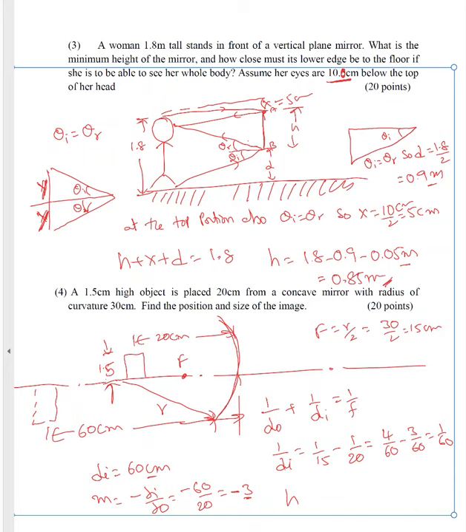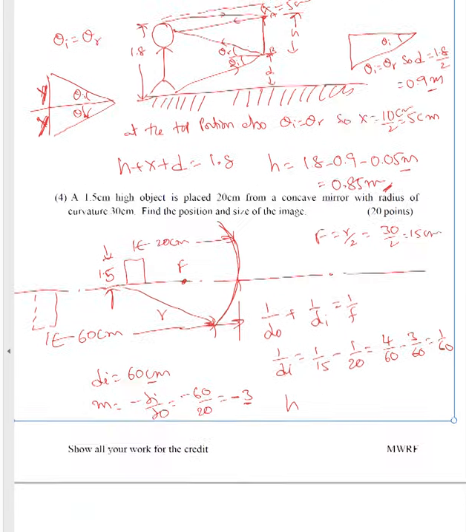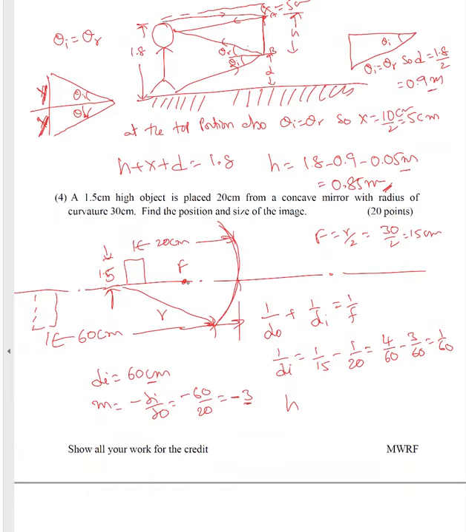Now the next example. A 1.5 centimeter high object is placed 20 centimeter in front of concave mirror. Okay, for the mirrors, concave mirror focal point is in front of the mirror. Okay, so 1 over d naught plus 1 over d i equal to 1 over f. So 1 over d i equal to 1 over 15, because radius of curvature is given, which is 30 centimeter. From there I found the focal length, which is r over 2, 15 centimeters. So 1 over 15 minus 1 over 20, I end up with distance of image is 60 centimeters.